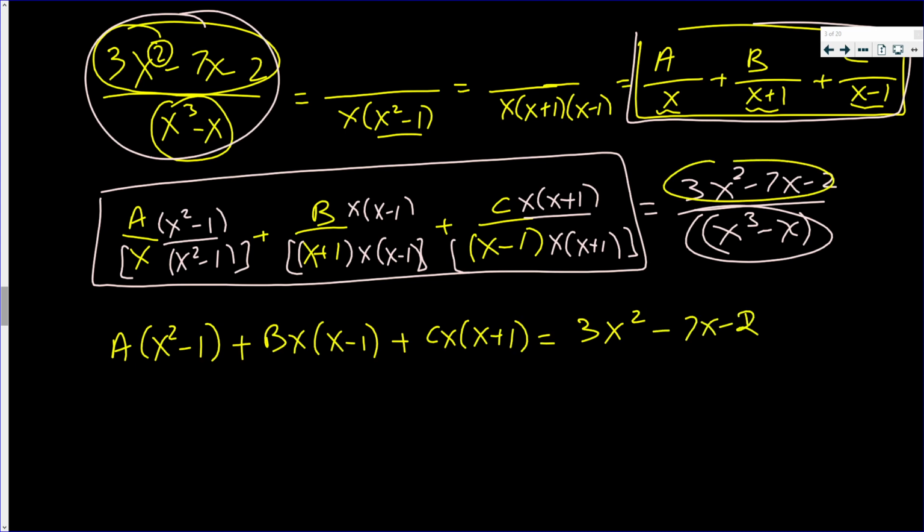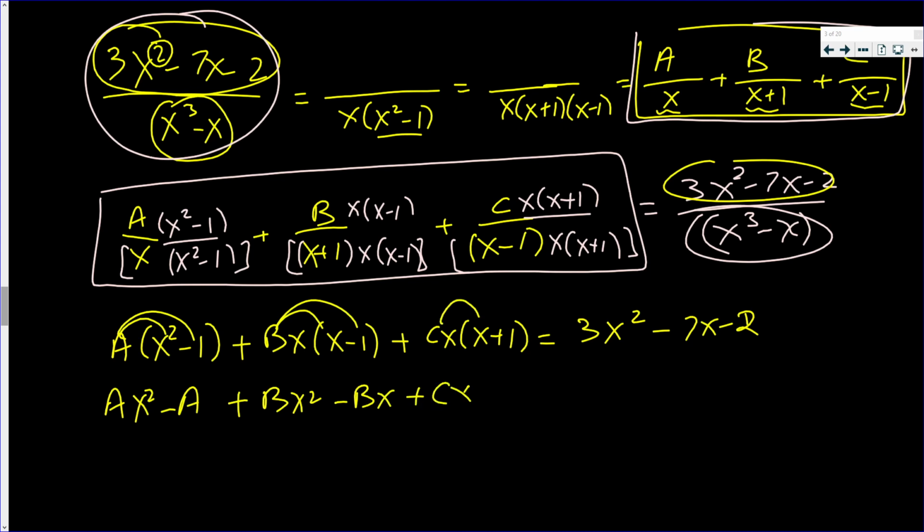Okay, so let's see what's going on. We have ax squared minus a plus bx squared minus bx plus cx squared plus cx.